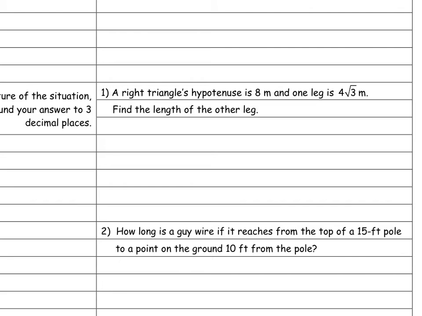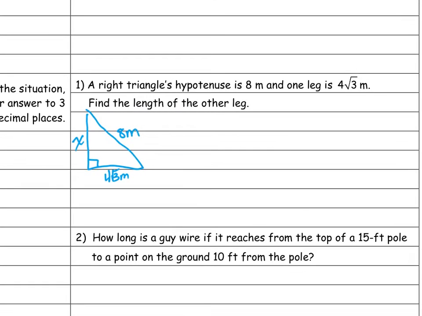So my picture is a right triangle. Okay, I'm going to draw a right triangle. Whew. There's my right triangle. It's kind of wonky, but hey. The hypotenuse is 8 meters long, and one leg is 4 square root of 3 meters. Find the length of the other side. There's my picture. Beautiful. So now I'm going to say x squared plus 4 square root of 3 squared equals 8 squared. So now my question to you guys is, what's 4 square root of 3 squared?